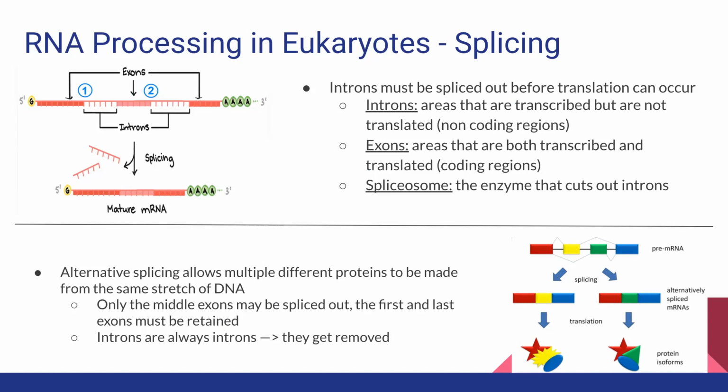Alternative splicing is a process that allows the cell to be choosy about which exons are actually translated. This allows for multiple different proteins to be made from the same stretch of DNA. As this little diagram shows, there's a difference between these two mRNAs. This one has a yellow section here, whereas this one kept the green one instead of yellow. That would be an example of alternatively splicing exons.